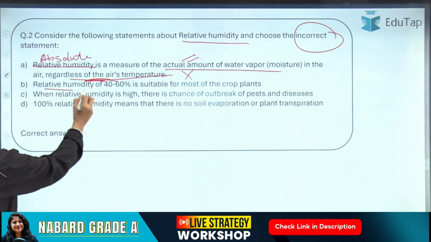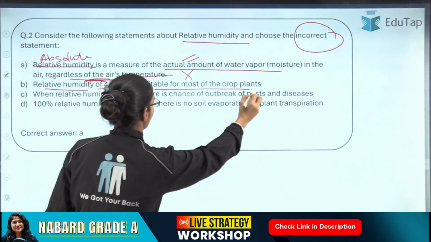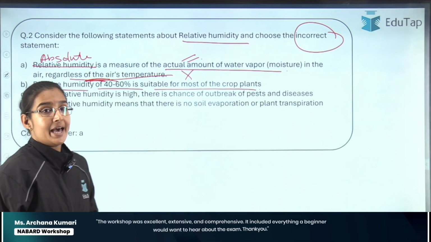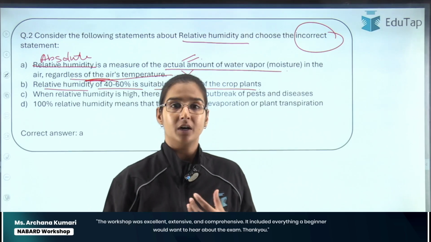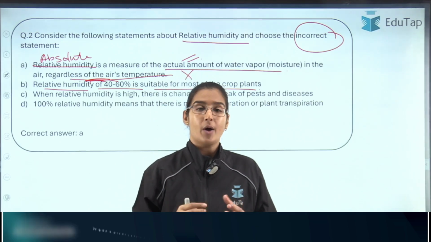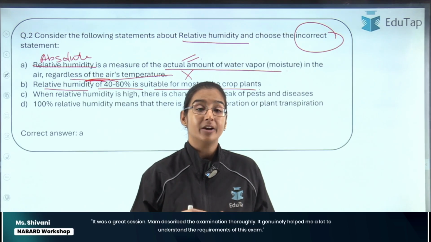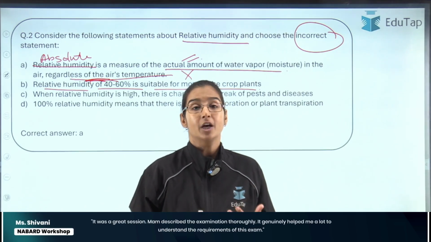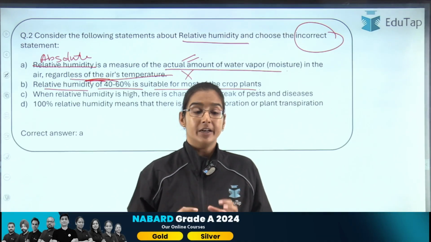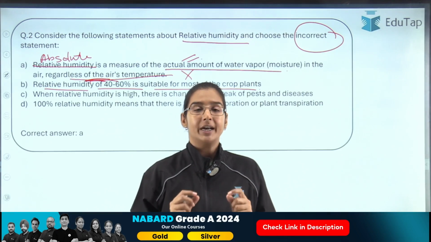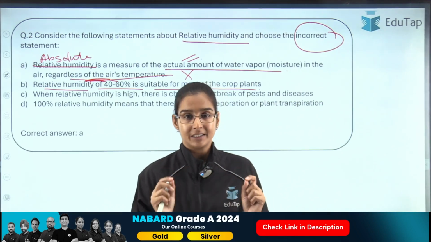Now, relative humidity of 40 to 60% is suitable for most crop plants. Yes, as far as crop plants are concerned, they too have their preference for humidity. As I told you, in the case of rice, it requires highly humid conditions, right? So every crop has different requirements of humidity. This ideal range is 40 to 60%.